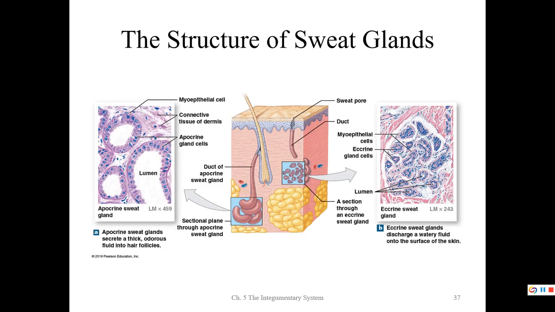Okay. So these are your sweat glands. There's an apocrine sweat gland and there's a merocrine sweat gland, or eccrine sweat glands. They are both merocrine in mode.